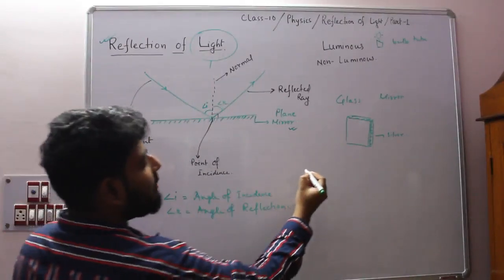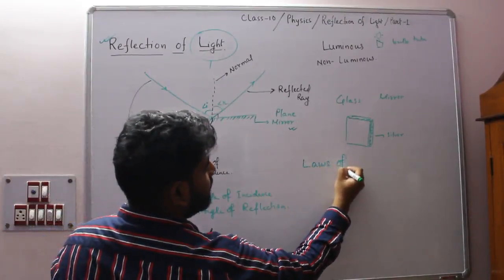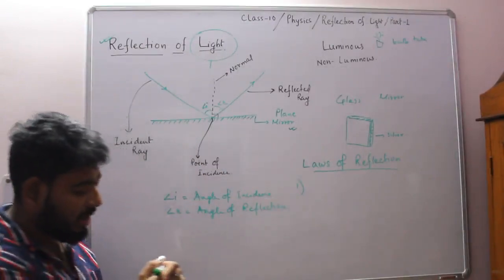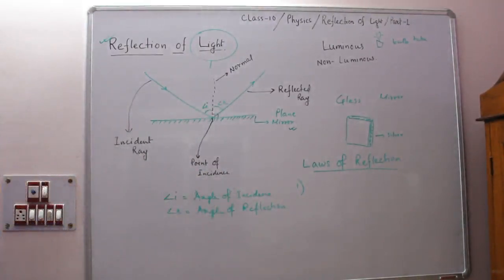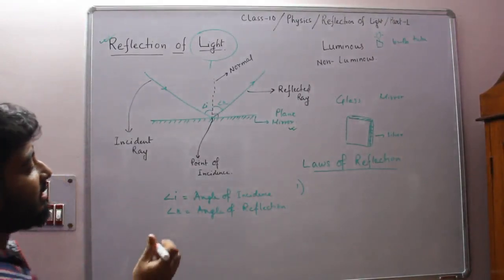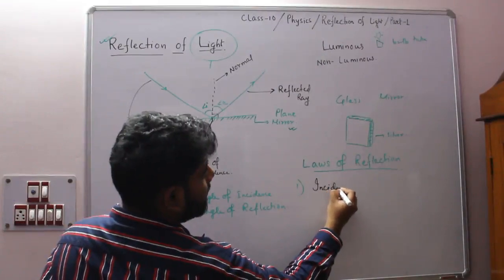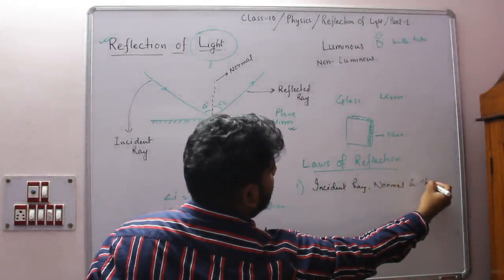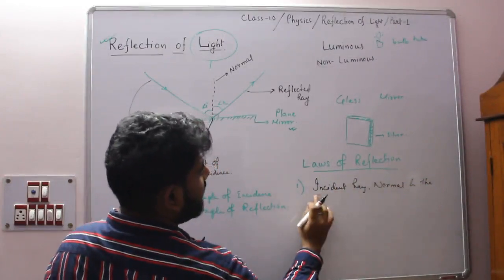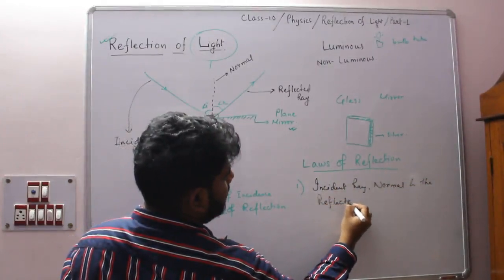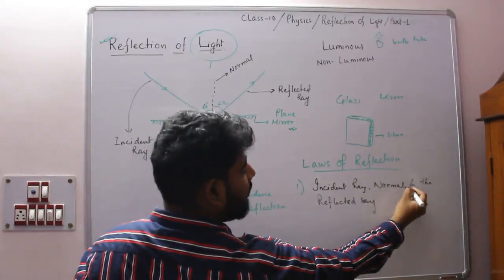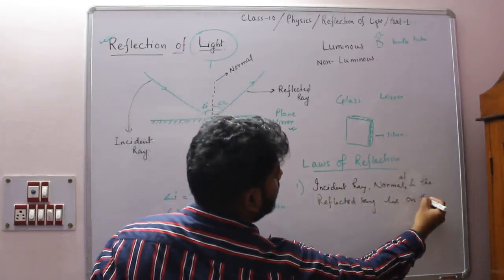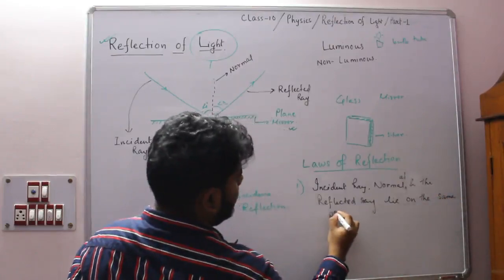Clear? Now coming to the laws of reflection. There are two laws of reflection. I think most probably you have got them in class 8 also. So the first law of reflection says that the incident ray, normal, and the reflected ray, you write the normal at the point of contact, lie on the same plane.